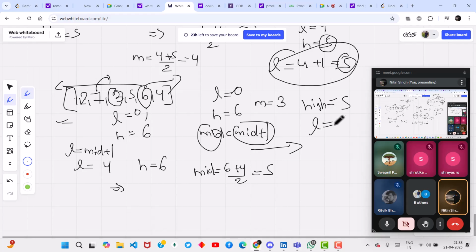0, 1, 2, 3, 4, 5. 5 is less than 6. That means the left condition is true. Move in the right. To move in the right, low will be equal to mid plus 1, that is 5. Low is also 5, high is also 5. The condition gets broken, and where my low pointer is, that's my answer. 0, 1, 2, 3, 4, 5. That's it. 6 is my answer.